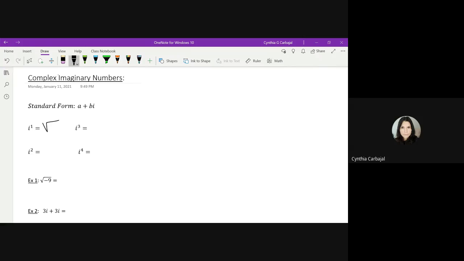represents the square root of -1. And if we square the square root of -1, the square and the square root pretty much cancel each other out, giving me only -1. So i squared is just -1.